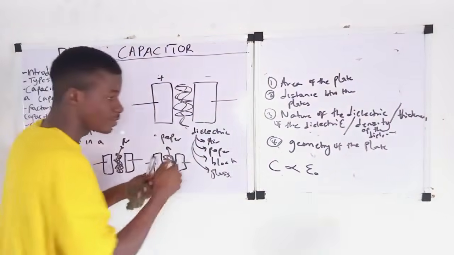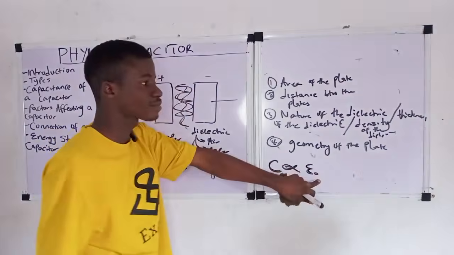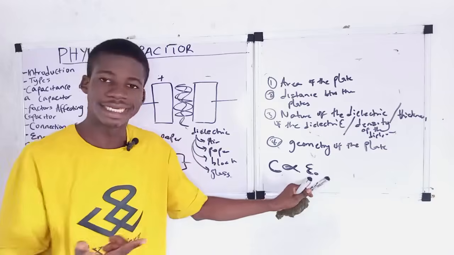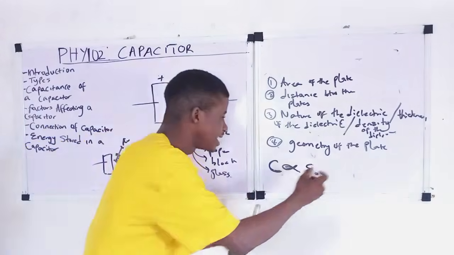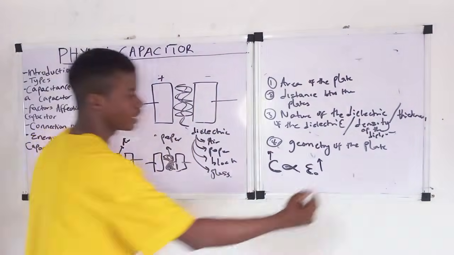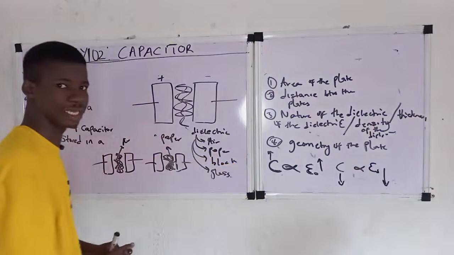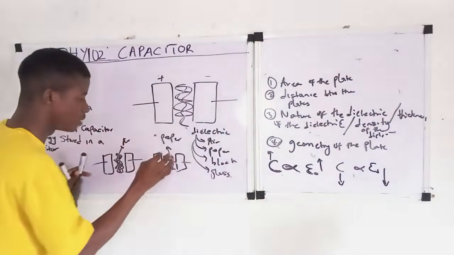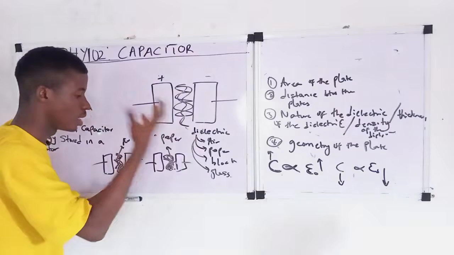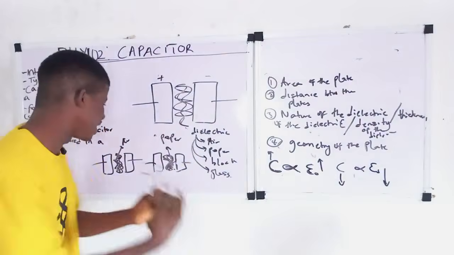Don't you understand? So that tells you that the capacitance of the capacitor is directly proportional to what? To the thickness or the density of the dielectric. So the higher the density of the dielectric, the higher the capacitance. Then the lower the density of the dielectric, the lower the capacitance. Let's use this again. Between these two, the one whose dielectric has larger density is this one, right? Paper is denser than air, right?